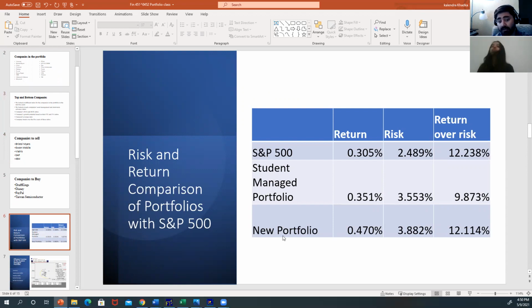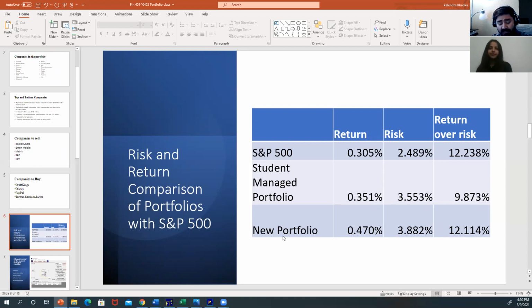As you can see on this slide, I have a table here. I have return, risk, and I have 2 portfolios and 1 S&P 500 index. What I have found here is my return goes up as I go from the S&P 500 to the student managed portfolio to the new portfolio that you made by adding 5 new companies and removing some companies. And as our return has increased, our risk has increased as well.